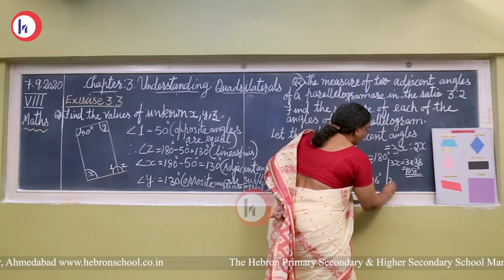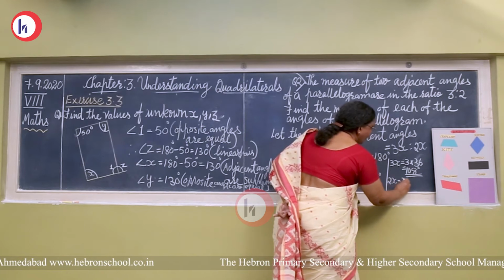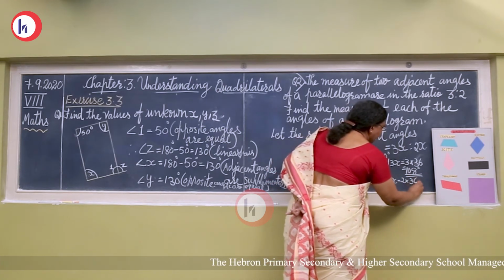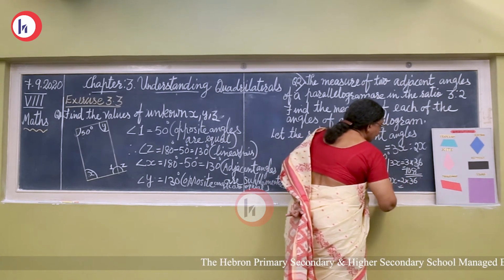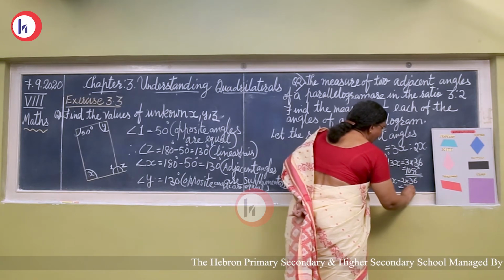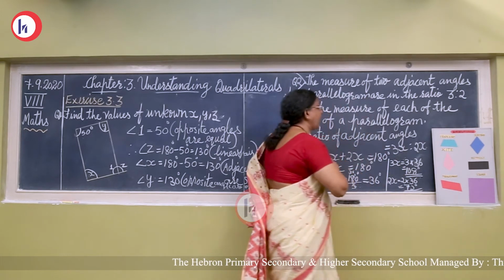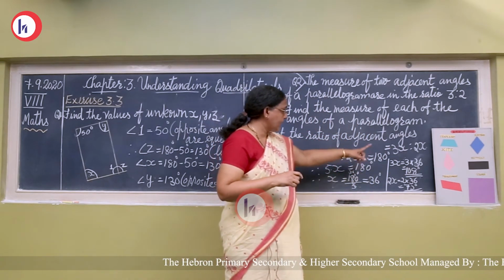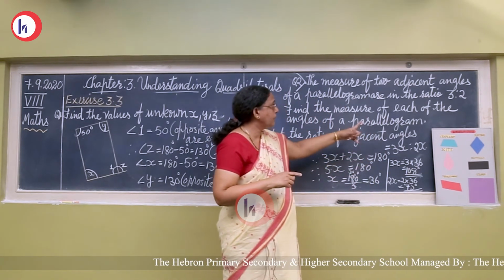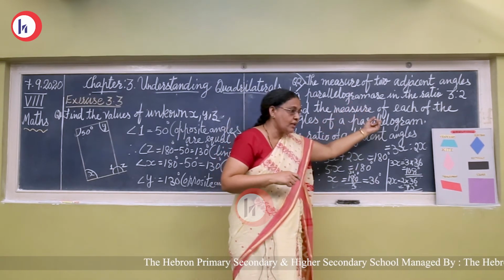Now, next, 2x is equal to 2 into 36. 2 into 36, how much is it? 72 degrees. So, we got both of the angle measurements, because their sum will be 180 degrees, as adjacent angles are supplementary.